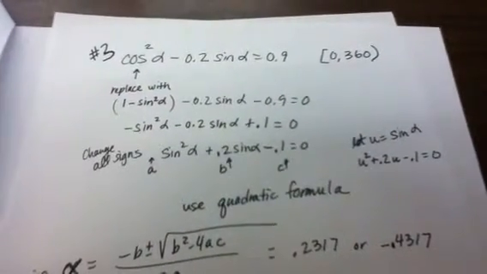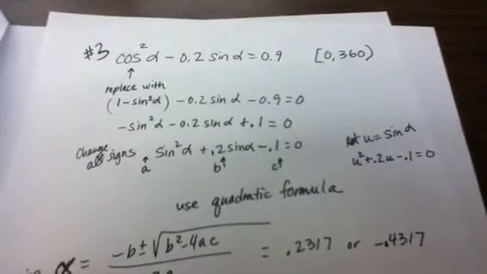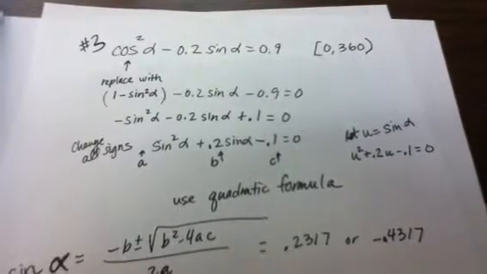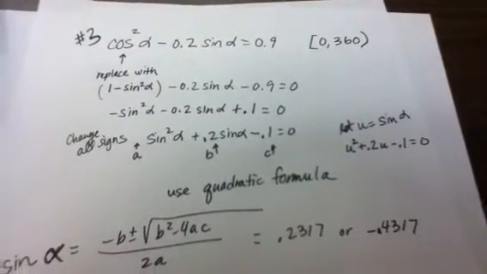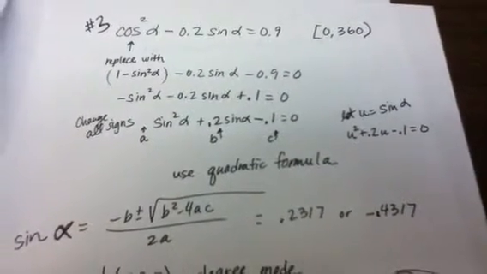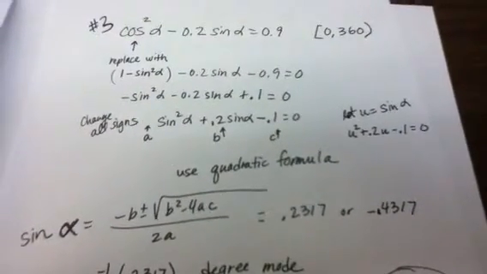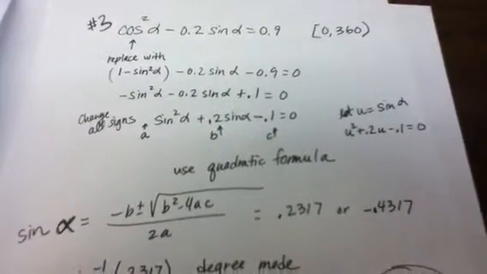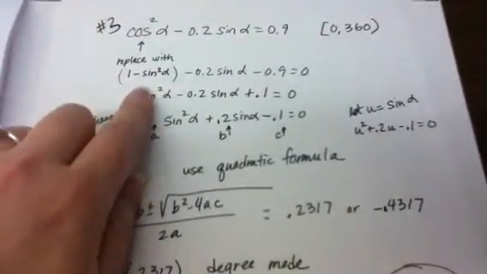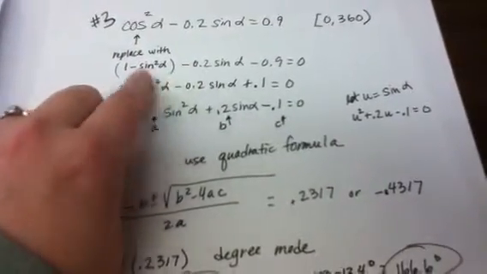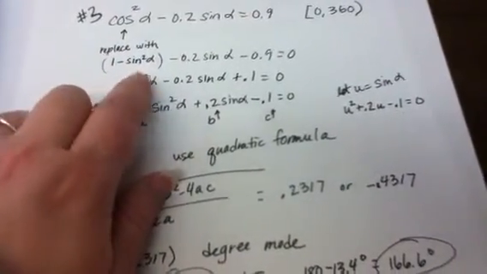We have cosine squared alpha minus 0.2 sine alpha equals 0.9. One of our hints said to use the identities, if we can, to get it to be just one trig function. Notice how we have sine and cosine. So I used a Pythagorean identity to replace cosine squared alpha, which is equivalent to 1 minus sine squared alpha. So I replaced that, and now all I have is sines instead of that cosine.